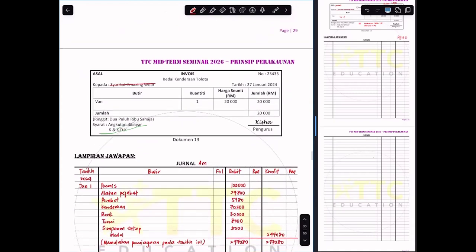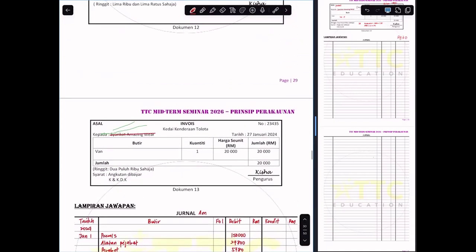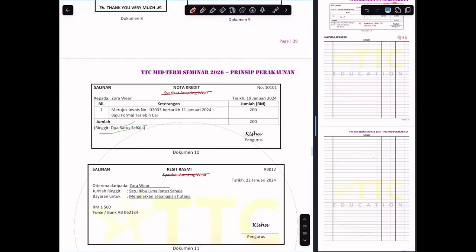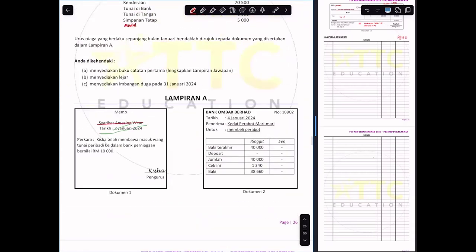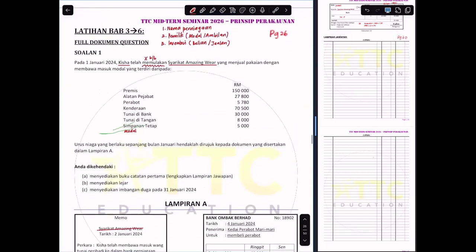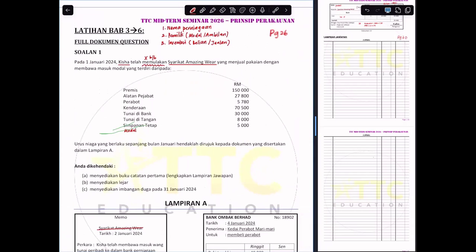And we have 13 documents to check in total. Okay, after this step, go back to the question. We have found 2 points that we found just now. One more: yang menjual pakaian.